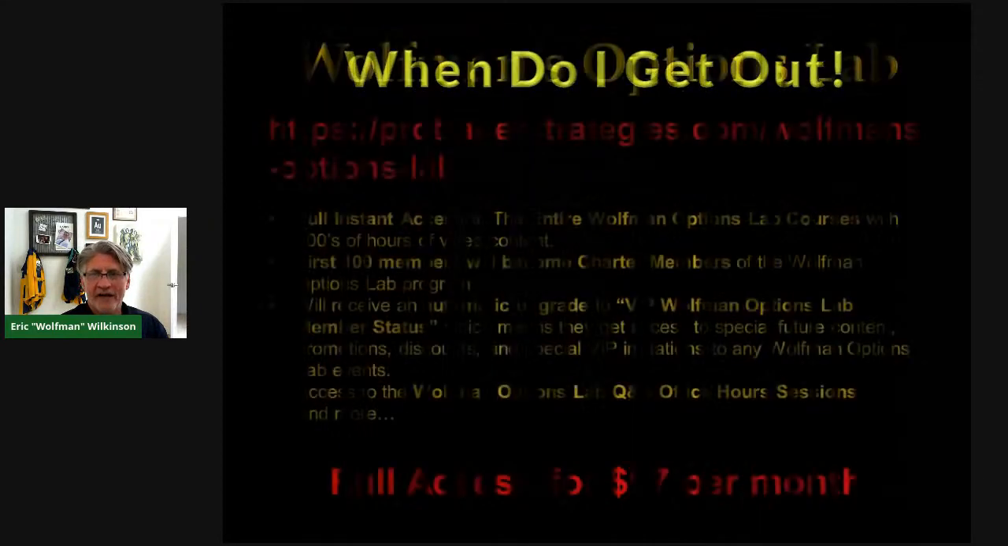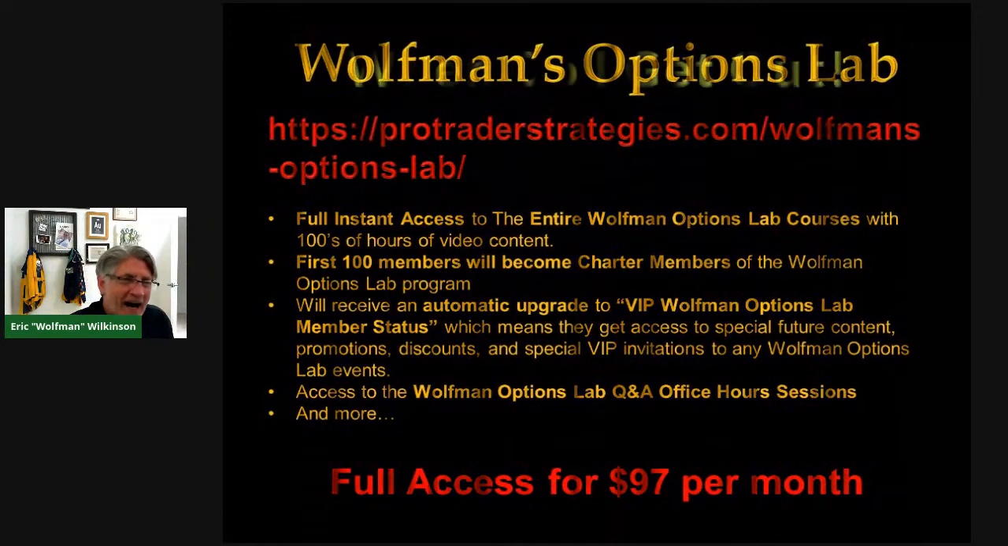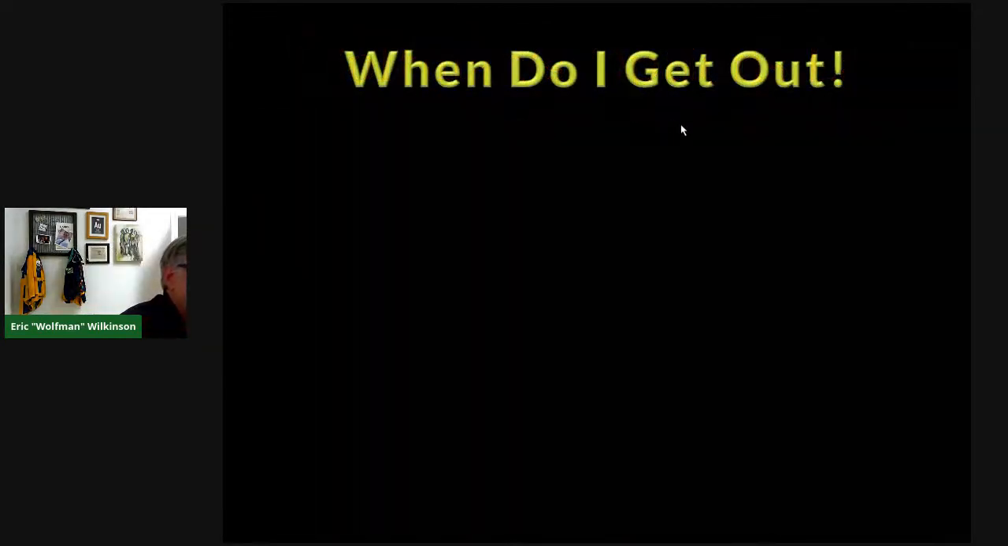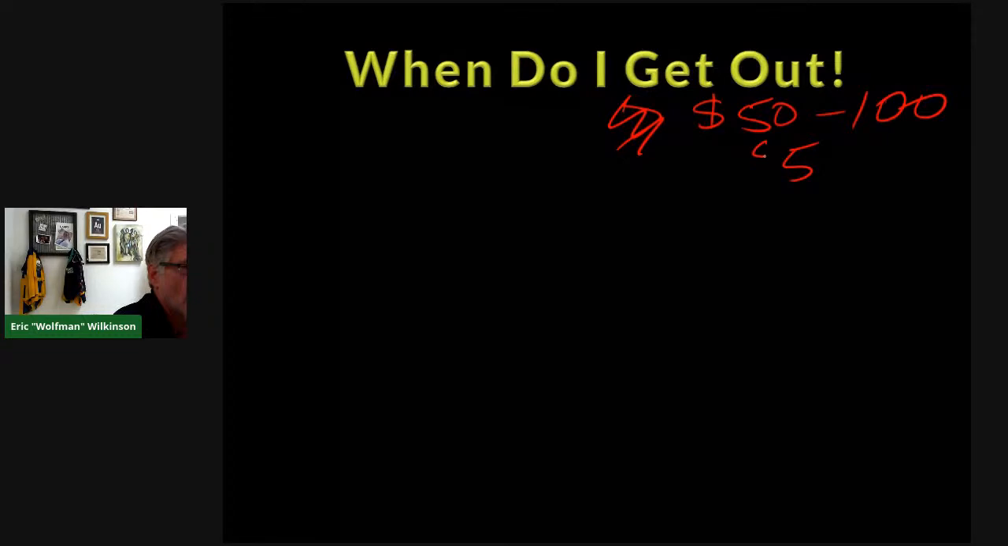All right. When do I get out? Well, I kind of talked about that. I'm going to look to get out on a stock that's greater than $50 to $100. Let's just say $100. We're looking at $5 wide, right?